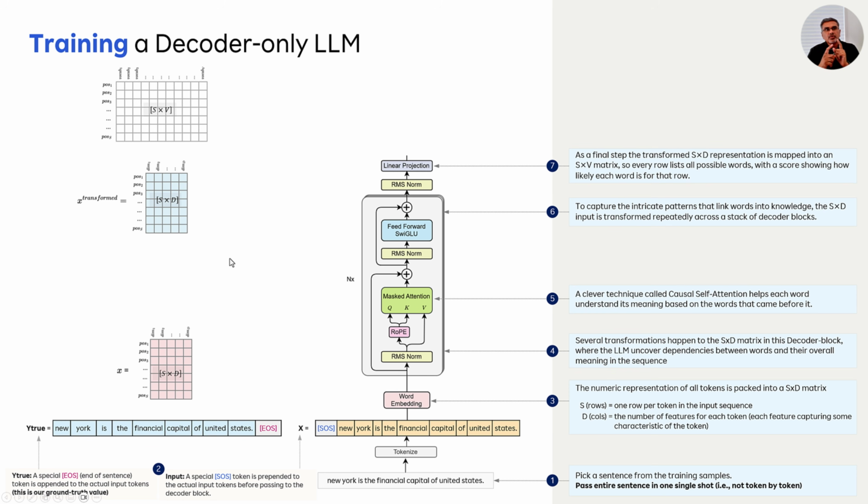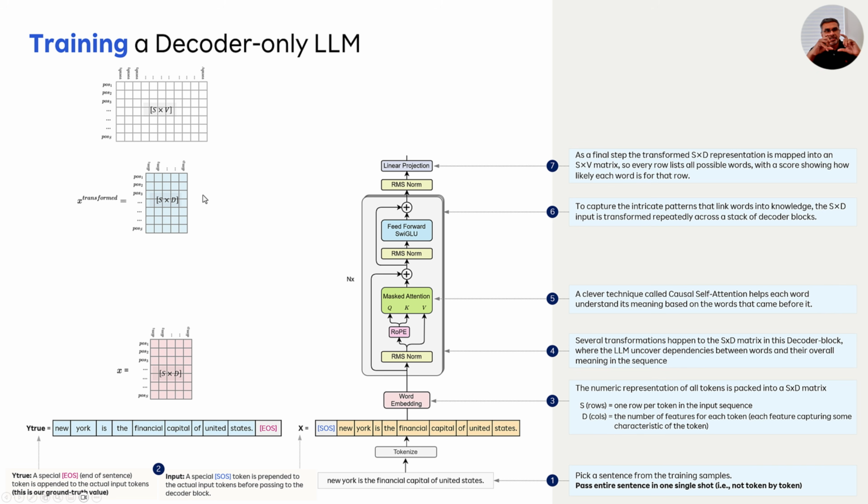Now, our goal is what? Our goal is to make a prediction. For example, if I give it SOS, I want it to predict new. If I give it SOS and new, I need it to predict York, and so on, right? Which means that I cannot just take an S cross D matrix. For every slot, let's say this is slot 1, this is slot 2, slot 3, and slot 4, or different positions, for this slot or position I want you to predict new. For the second slot or position, I want you to predict York. And for the third one, I want you to predict is, and so on.